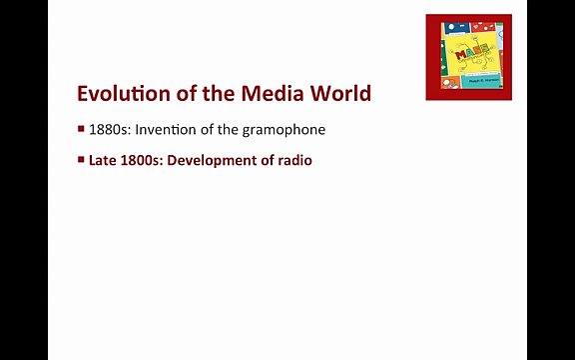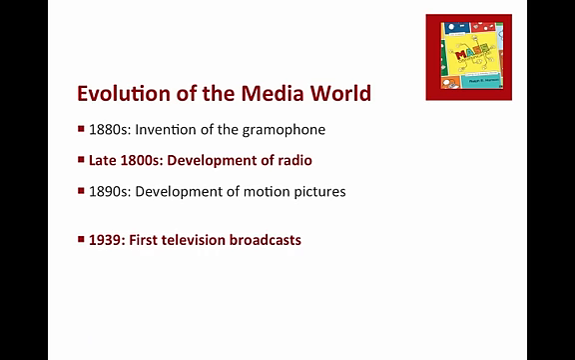In the late 1800s, we have the development of radio. Now we get voices and music in real time. This immediacy, which has become such a huge part of our media environment today, really began in the late 1800s with the development of radio. In the 1890s, we get motion pictures. So we're able to actually view events occurring on a big screen. Again, something that had never been done before. So able to communicate a different type of message to a mass audience.